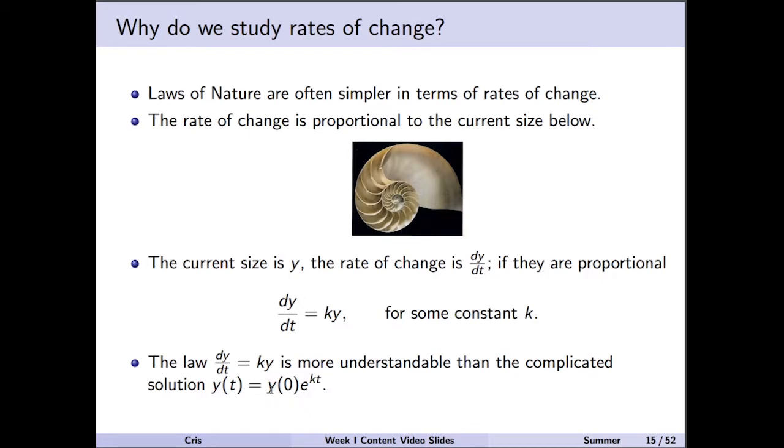Y of t is y of 0 times e to the kt. But an exponential function is a fairly complicated thing. You don't look at this nautilus shell and write down an exponential function. You look at this nautilus shell and you write down this equation on the rate right here. The rate of change is directly proportional to the size. Okay. So rates of change often are what you need to look at to clearly see what's going on.